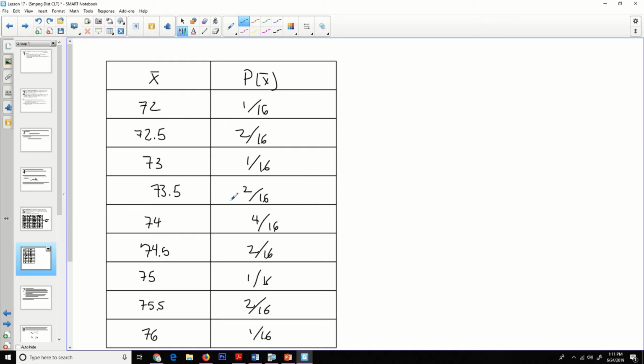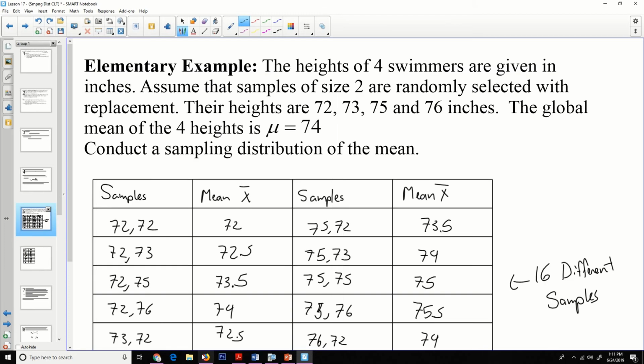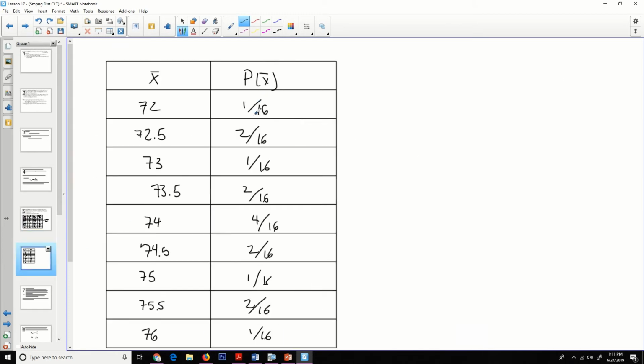And again, we're just counting up the numbers, so for all of these probabilities, I go 1 plus 2 is 3, plus 1 is 4, plus 2 is 6, plus 4 is 10, plus 2 is 12, plus 1 is 13, plus 2 is 15, plus 1 is 16. If I add up all of the probabilities, I get 1, so this is a probability distribution. All right. Again, just to reiterate, this number is the frequency that this mean came up in our list of possibilities. And then this is the total number of different samples that we could get.